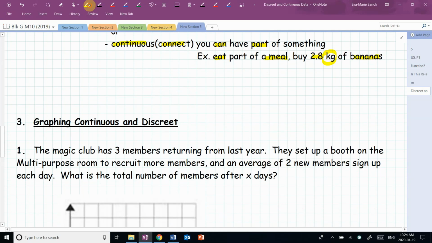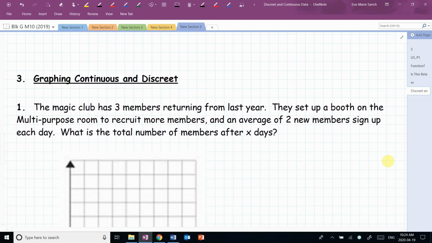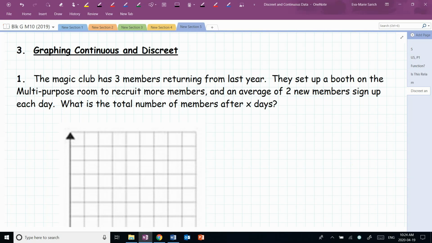Okay, the next part we want to look at is actually being able to graph continuous and discrete. So these are some examples. We're going to do the graph. We're going to decide whether it should be continuous or discrete. So let's look at the first example.